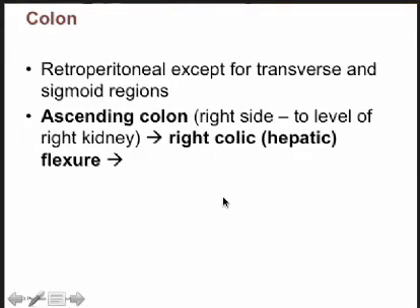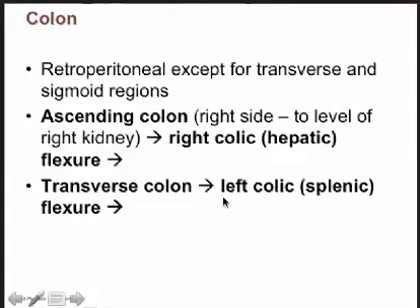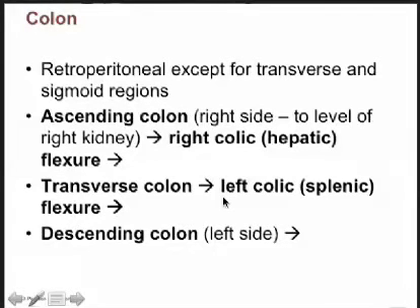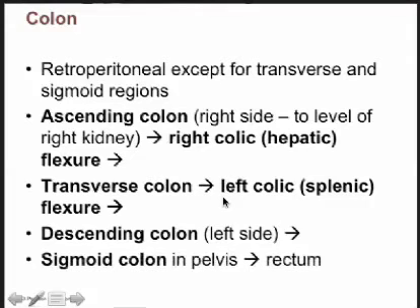The ascending colon runs from the right side to the level of the right kidney, and then it turns at the right colic flexure, which is near the liver. That's why it's called the hepatic flexure. The transverse colon then moves across to the left side of the body where it bends at the left colic flexure or splenic flexure, so called because it's near the spleen. And then the descending colon heads down the left side where it eventually will hit the sigmoid colon in the pelvis, which will then head to the rectum and the anus.